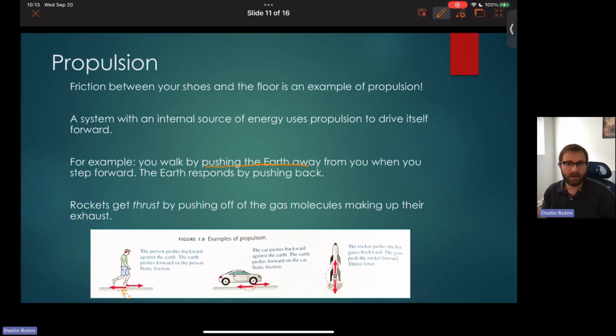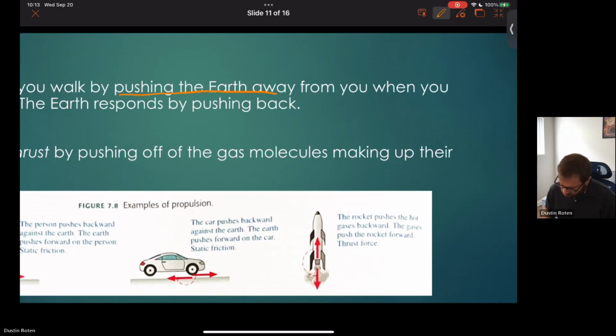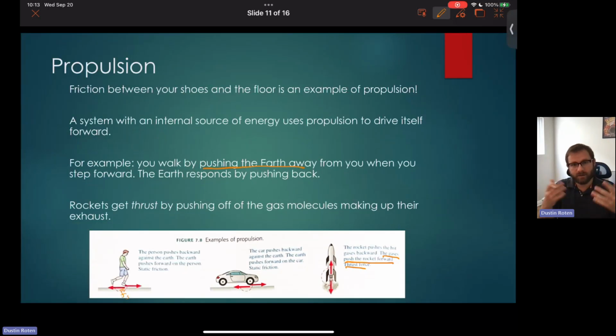Rockets get their thrust from the gas molecules that make up their exhaust. The whole idea is that the gases come out, they all get stacked up against each other, and that gives you something to push off of. That's the way I like to think about thrust. But all of these are examples of friction and interacting objects, either gas molecules, or your foot with the ground, or a wheel with the ground. You always have two things interacting here.